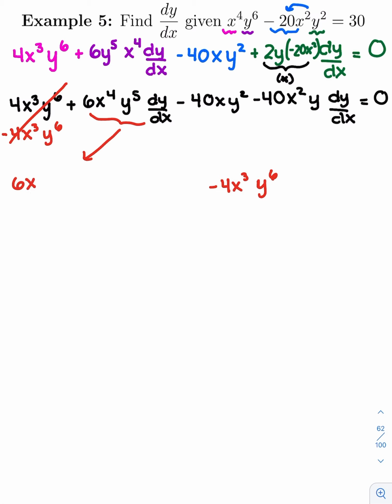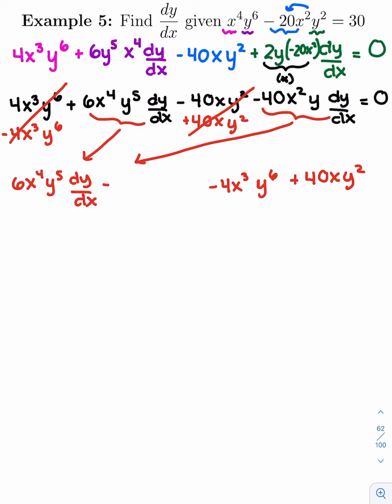So we keep it on the left, 6x to the 4th, y to the 5th, dy/dx. This next term, I'm thinking, am I going to keep or move this negative 40xy squared? It doesn't have a dy/dx, so I'm going to move it. I'm going to add 40xy squared over. And then this last term, do I keep or move it? It has a dy/dx, so I'm going to keep it on the left. So I'm going to keep minus 40x squared y dy/dx. So on the left, I've kept the two dy/dx terms, and on the right, I've moved over the two that do not have a dy/dx.